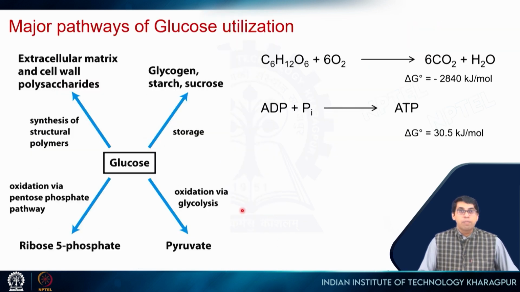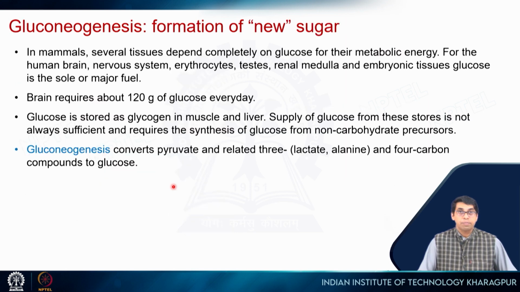Okay. So what we have seen is glucose to pyruvic acid formation via glycolysis. If you need a burst of energy, then glucose gets converted to pyruvate, pyruvate gets converted to lactate, and this lactic acid gets converted back to glucose via gluconeogenesis. So that is what we are going to see now.